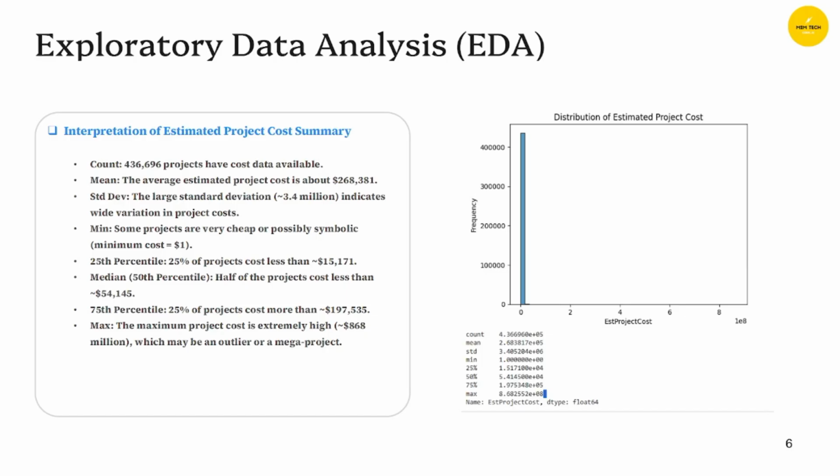And here you can see the minimum value is $1, and 25% of project costs are less than 15,171, and half of the project costs are less than 54,145. So the basic statistics of my target variable are visible here.